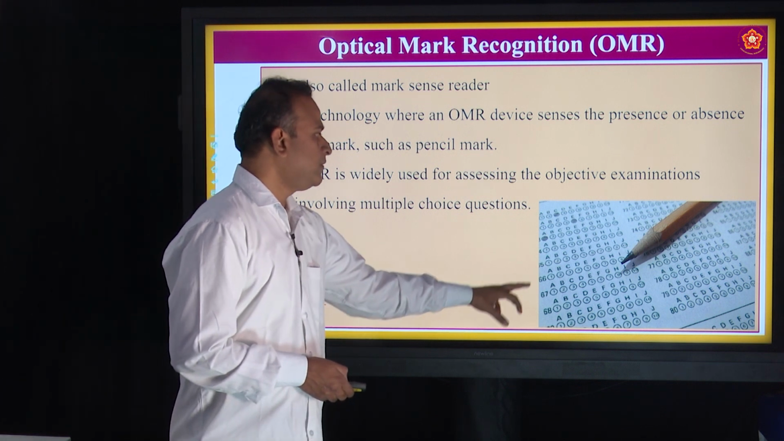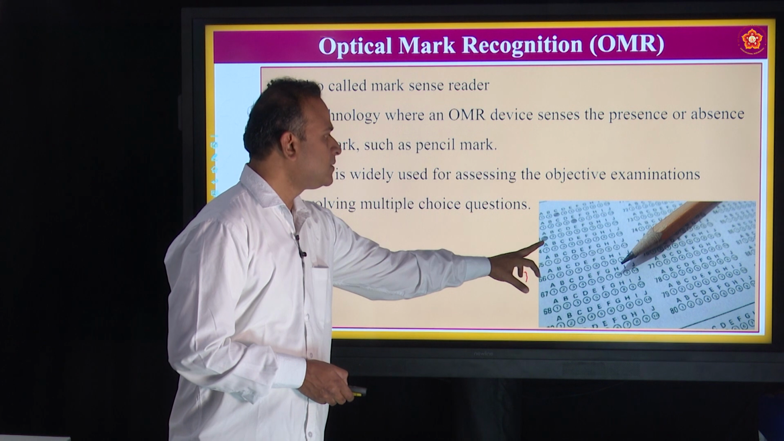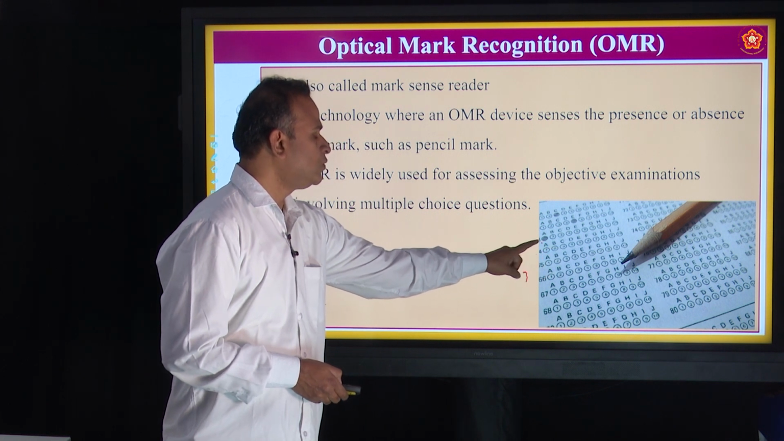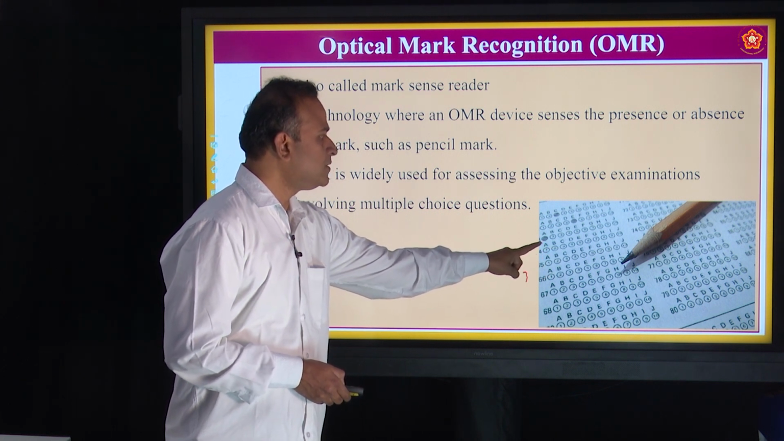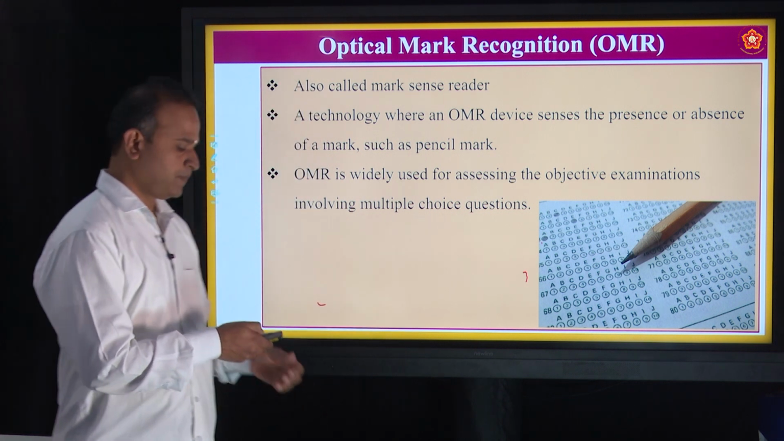on the paper. Say for example, this is a paper where you can see the marks are done with the pencil. So, these dark marks, the presence of the mark, can be read by the OMR devices.